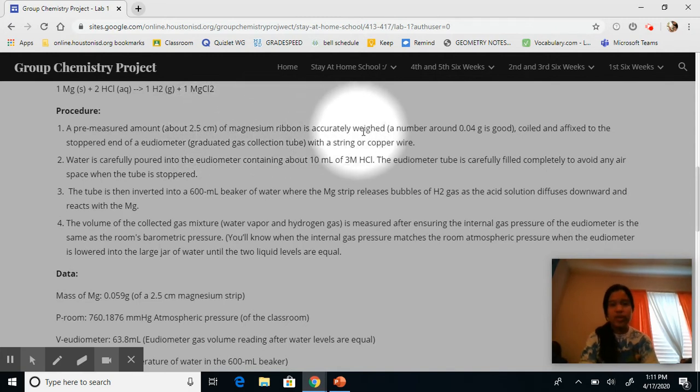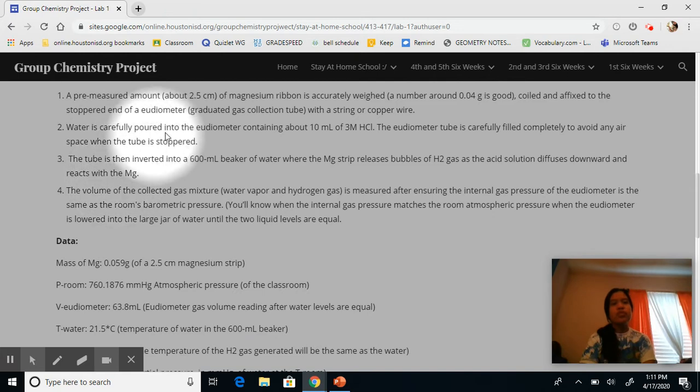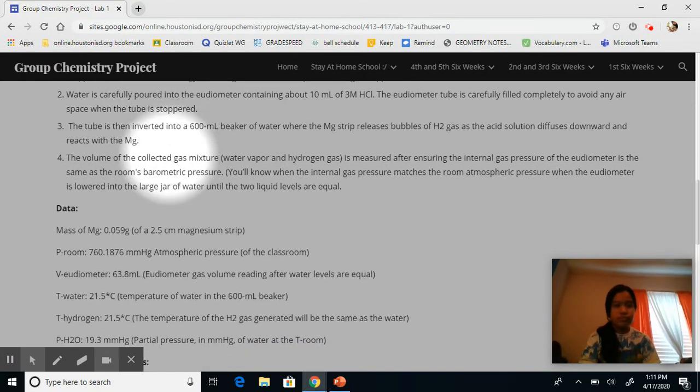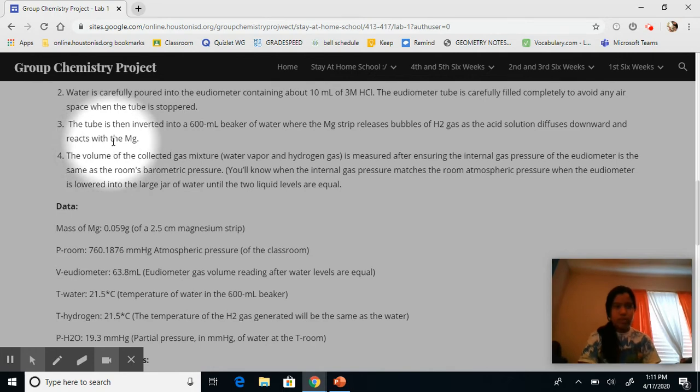Our procedure was that, number 1, a pre-measured amount, which is about 2.5 centimeters of magnesium ribbon, is accurately weighed, and if it's around 0.04 grams, then it's accurate. Number 2, water is carefully poured into the meter containing about 10 milliliters of 3 M HCl, and the meter tube is carefully filled completely to avoid any airspace when the tube is stopped. The tube is then inverted into a 60 milliliter beaker of water where the magnesium strip releases bubbles of H2 gas as the acid solution diffuses downward and reacts with the magnesium.